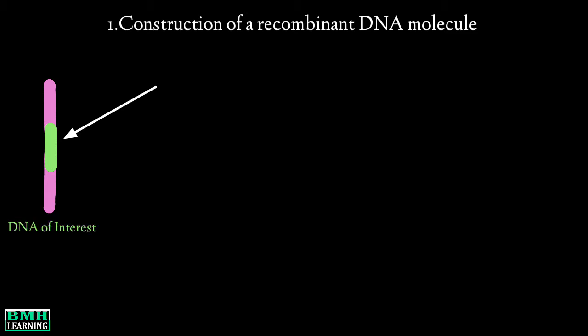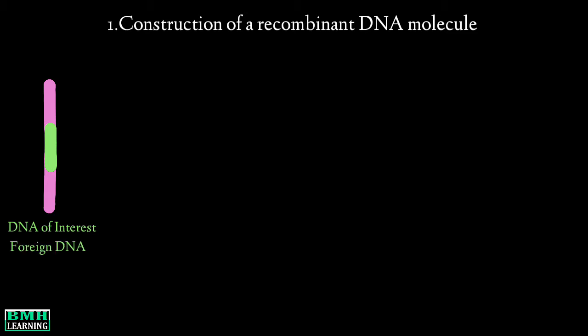First step is construction of a recombinant DNA molecule. Suppose we have a double-stranded DNA. You can see there is a highlighted portion also. This is the piece or stretch of DNA which we have to clone. So we can call it DNA of interest. Sometimes it's also called foreign DNA.